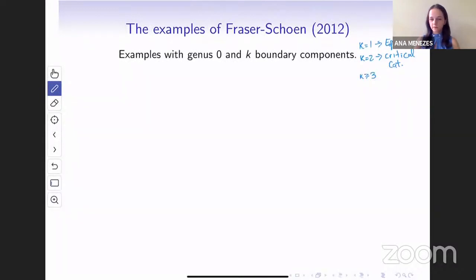The proof is very sophisticated, but I can just give a rough idea of the proof. So what they did was, very roughly speaking, you consider sigma a compact surface with boundary with this topology. So here genus 0 and k boundary components.